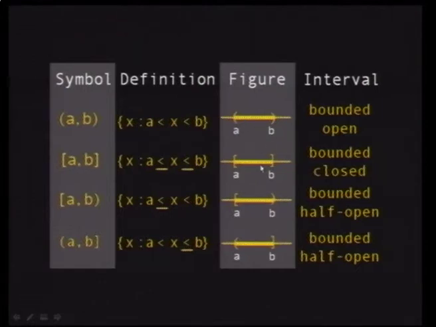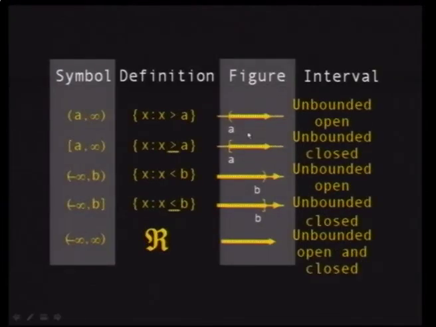Here it's bounded and closed, because A and B are two sets in the same interval, so the endpoints are elements of the interval. It can also be bounded and half open, closed from one end and open from the other, etc. And you can also have this set.